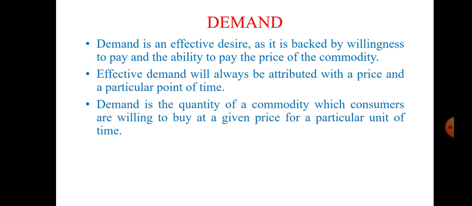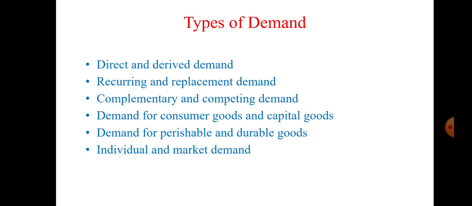So ability to pay is very important, that is, by paying some amount, the price for the commodity at a particular point of time. Such a situation we call demand. An effective demand will always be attributed with a price and expressed at a particular point of time. So it is the quantity of a commodity which consumers are willing to buy at a given price for a particular unit of time. So this is the definition of demand.